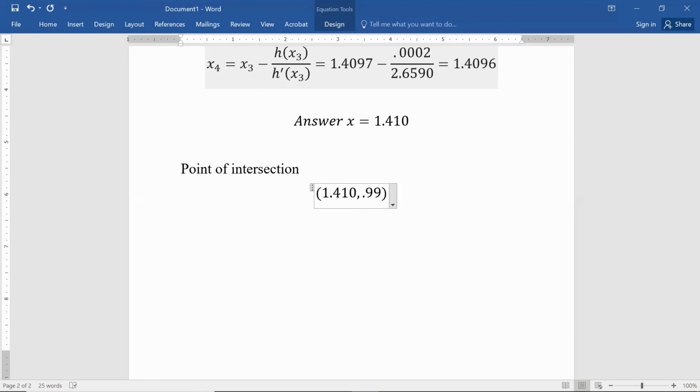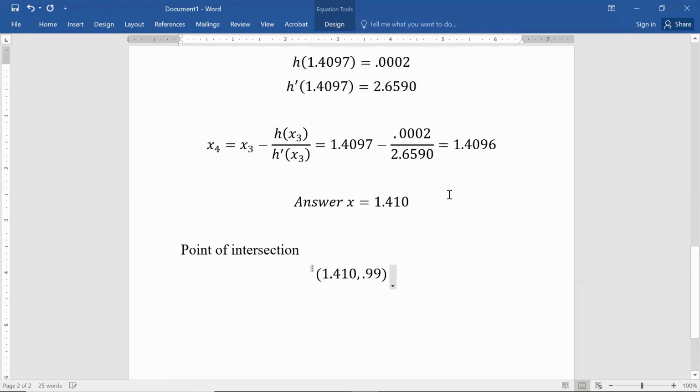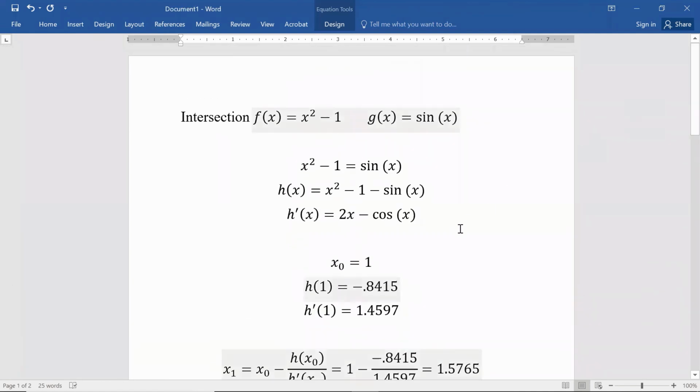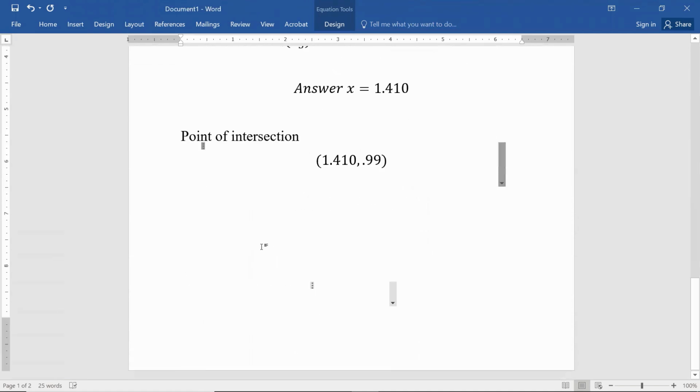Now again, this is one point of intersection. You could reference the graph to see if that's the only point of intersection. This is the point of intersection when you plugged in a 1, but there could be other points of intersection as well. This is how to use Newton's method to find intersection points. Obviously, we've found roots of functions, we've found how to solve equations, and all of this using Newton's method.